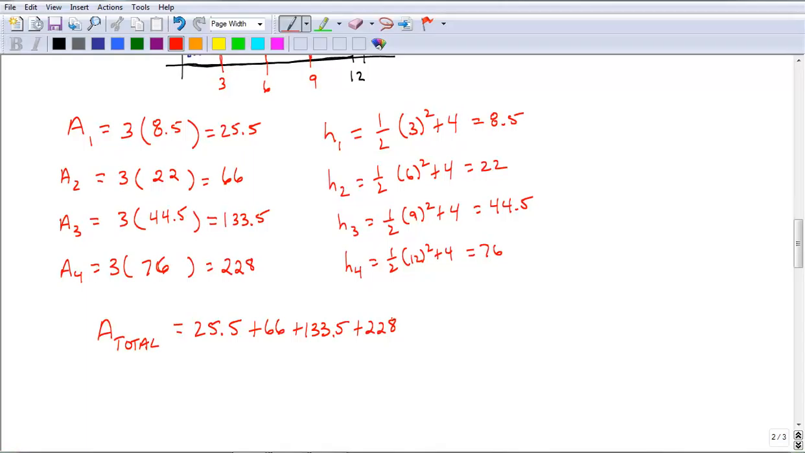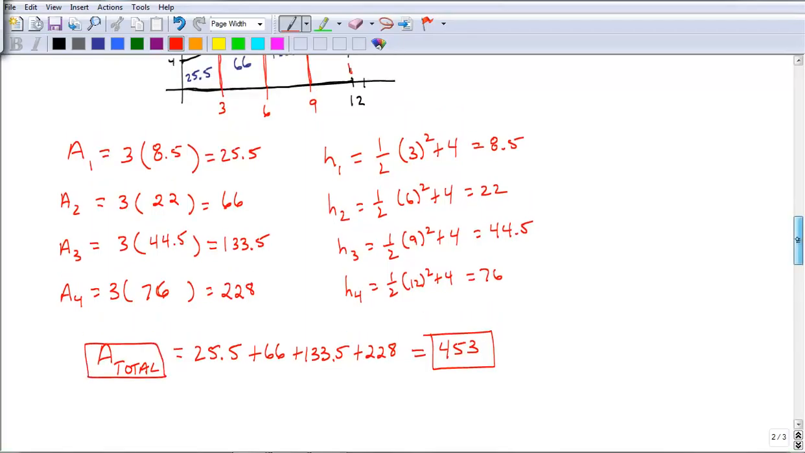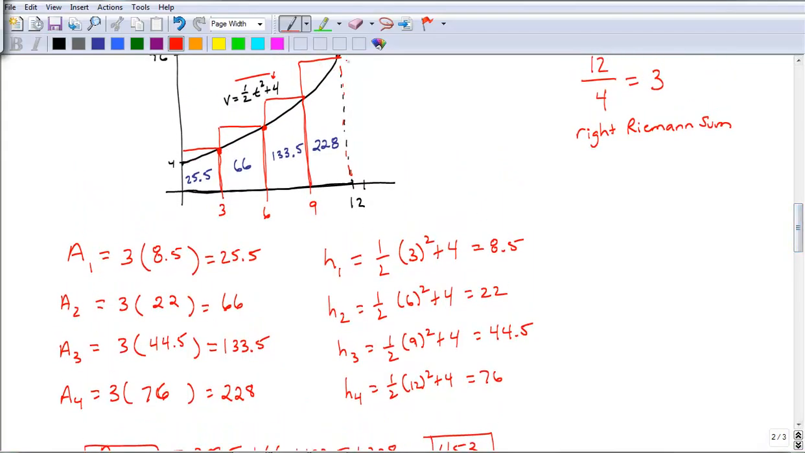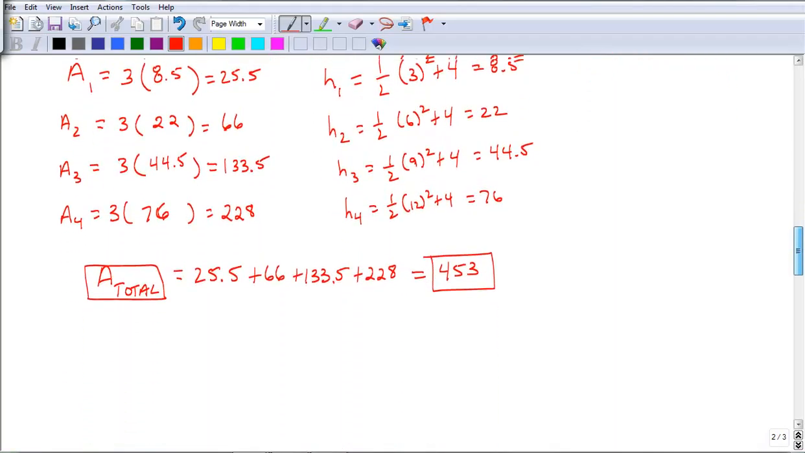When I add these areas all together, I get 453. So that's my approximate displacement, which is really the area under that graph. Well, the approximation of the area under that graph. The actual area will be smaller than that number because I've been over-approximating with my right Riemann sum. A left Riemann sum would have under-approximated. So that's the total area there.